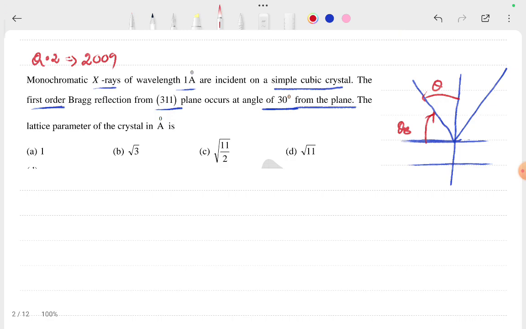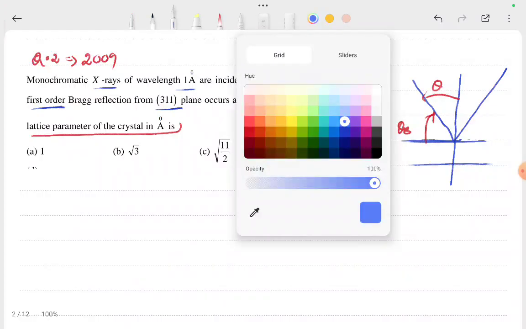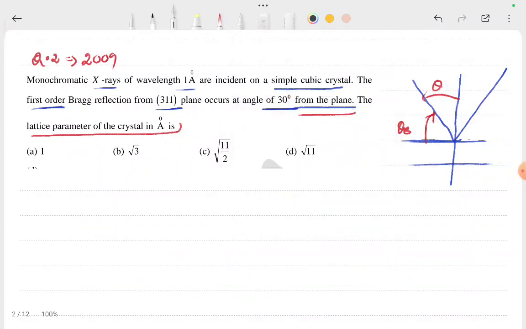So here, from the plane, theta b equals 30 degrees. Theta b is mentioned here. The lattice parameter of the crystal is in angstrom. So actually you have to calculate the value of a. Okay, so here are some important questions, and we are working out the solutions.